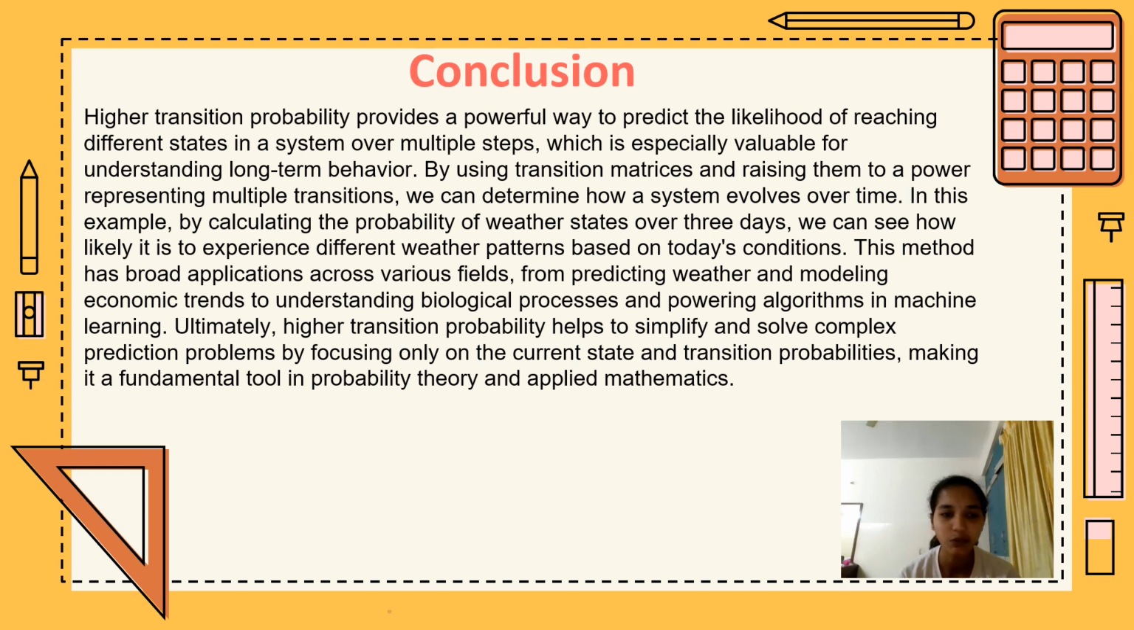This method has broad application across various fields, from predicting weather and modeling economic trends to understanding biological processes and powering algorithms in machine learning. Ultimately, higher transition probabilities help to simplify and solve complex prediction problems by focusing only on the current state and transition probabilities, making it a fundamental tool in probability theory and applied mathematics.